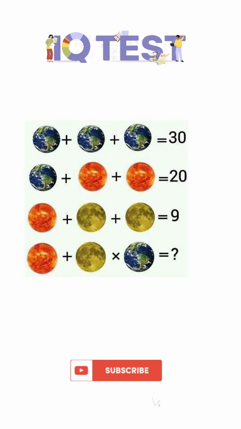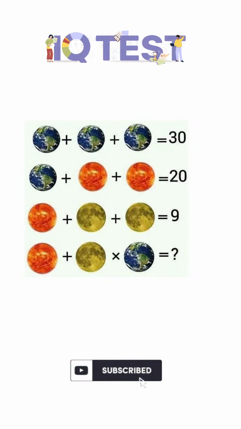The earth is 10. And then we have the earth plus 2 sun is equal to 20. So that implies that if we take 10 out of the 20, we'll get 10 left. And so it means that the two suns we have there, 1 is 5.